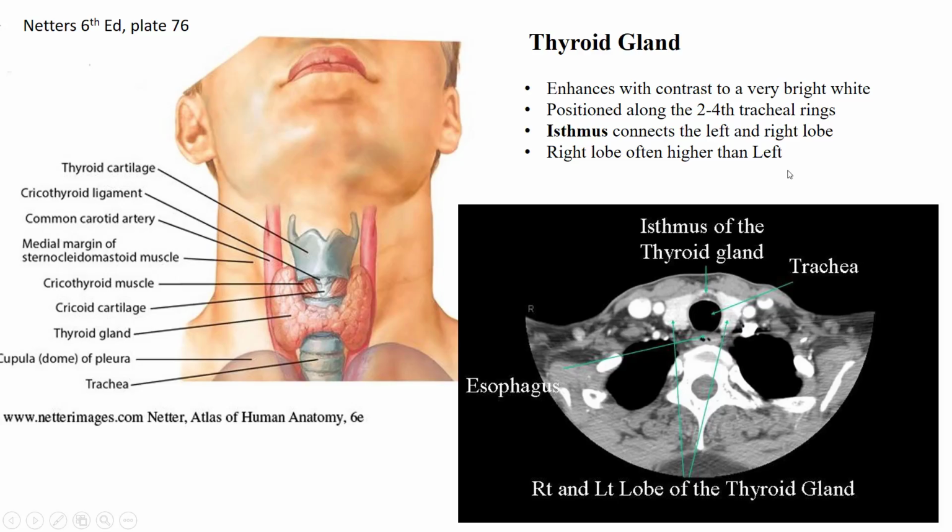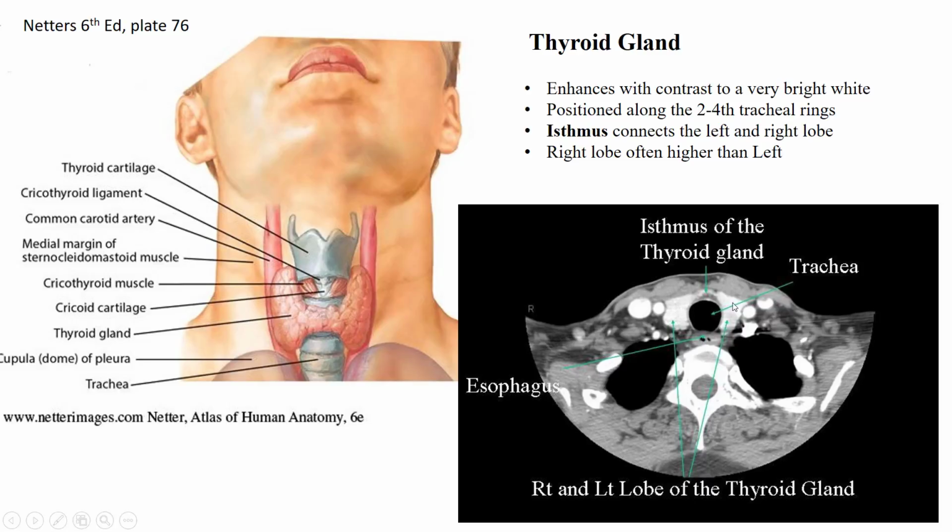And the thyroid gland. We're going to talk about all the glands now. The thyroid gland we've talked about a little bit before. It is inferior to the thyroid cartilage. So you won't see the thyroid gland until just the very base of the thyroid cartilage. It's a very large gland. It enhances to a very bright white with contrast, as you can see here in this image.